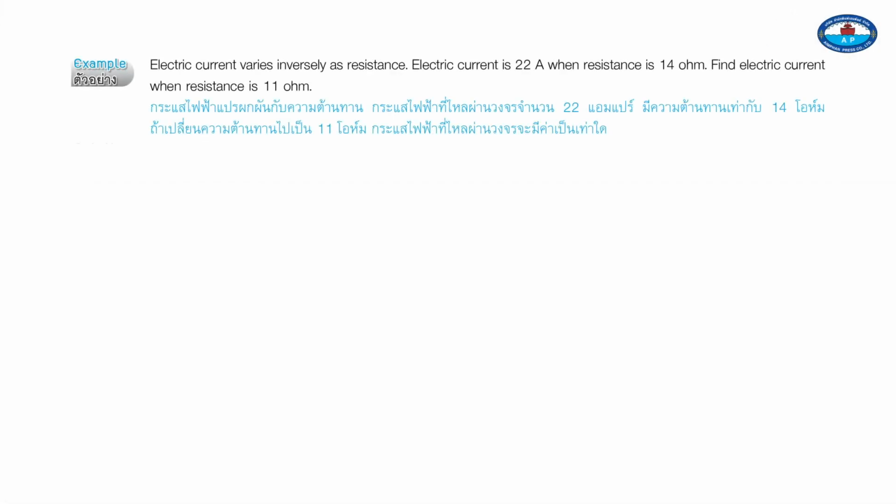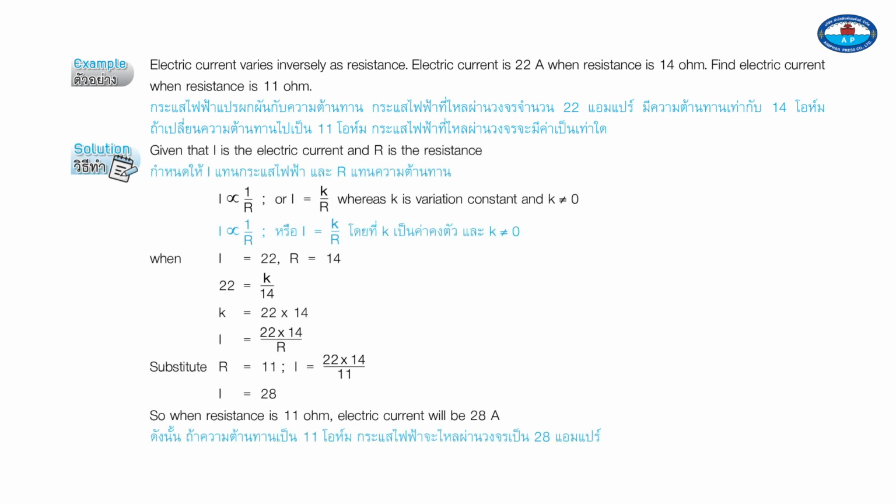Example. Electric current varies inversely as resistance. Electric current is 22 amps when resistance is 14 ohm. Find electric current when resistance is 11 ohm. Solution. Given that I is the electric current and R is the resistance, I varies 1 over R, or I equals K over R, where K is variation constant and K does not equal 0.